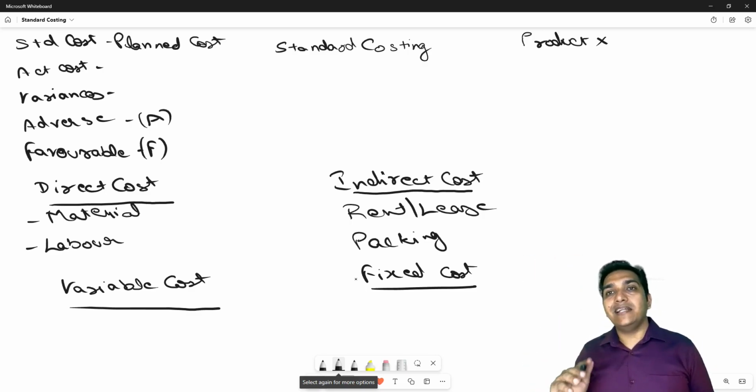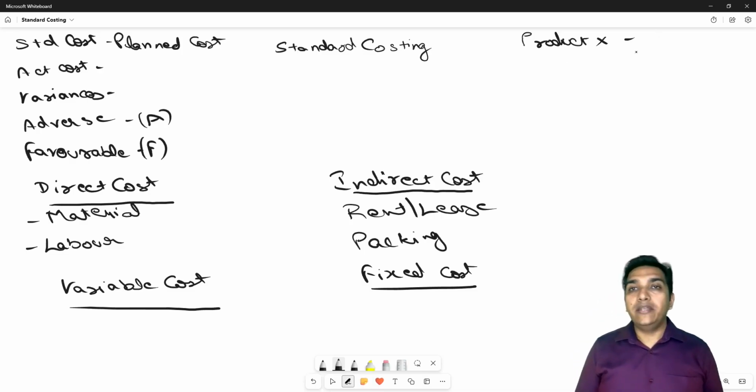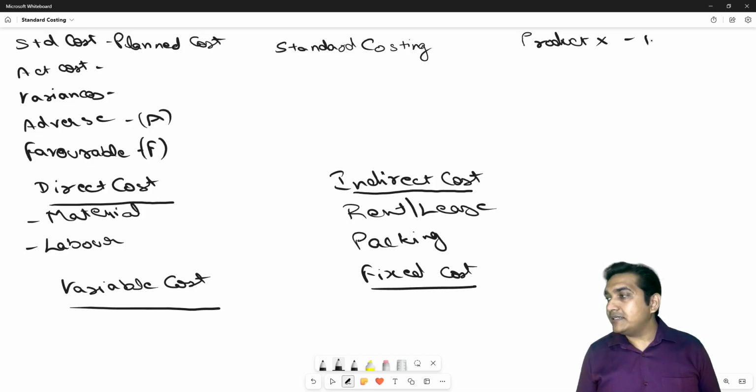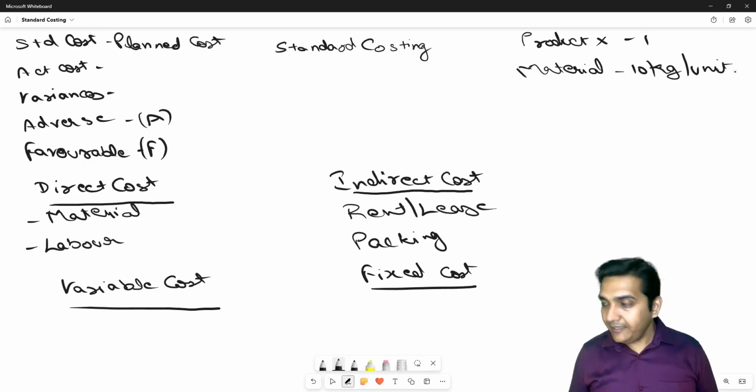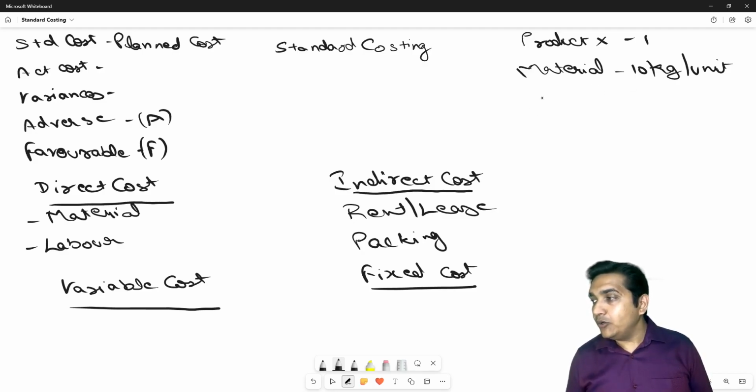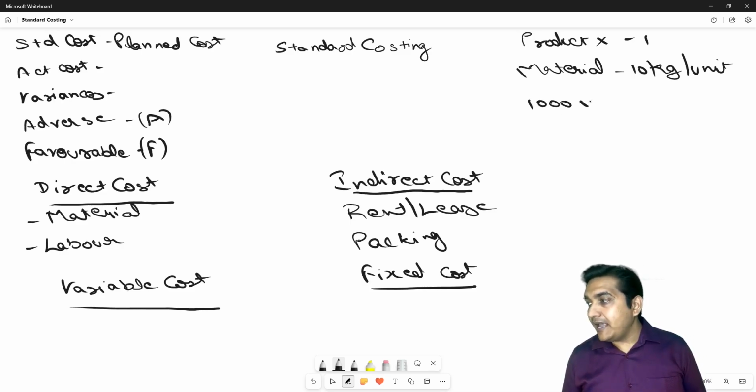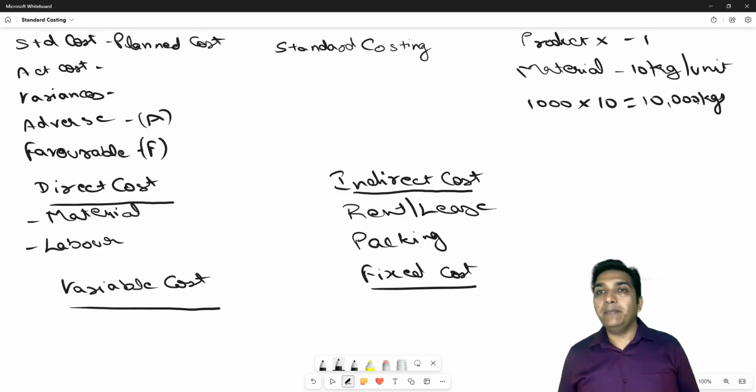Say for example, let us take an example of material itself, right? To produce 1 unit of product X, let us say it requires 10 kg of material. Now if I am producing, let's say, 1000 units of product X, I would need 10,000 kgs of my material.